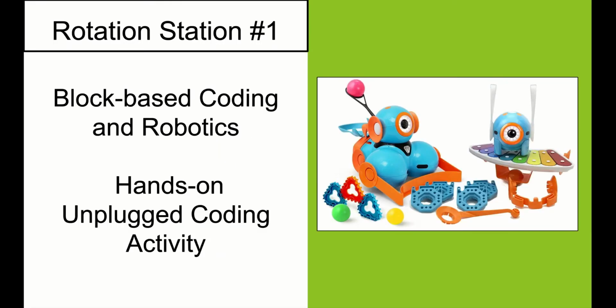So station number one that we can have set up in the room. I love using Dash and Dot from Make Wonder. Wonder Workshop is also the creator of this, and their website is makewonder.com. What I like about the rotation stations with this is that it's applied and physical coding and robotics for the students. Dash and Dot are such friendly little robots, and they're so interactive and so colorful. The kids in general are just drawn to them, and so are the teachers.